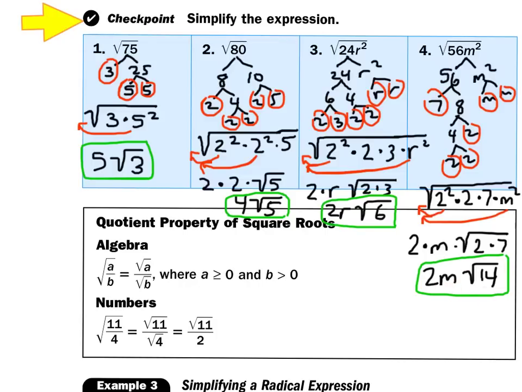Okay, and then take a look at the quotient property of square roots. So if I have the square root, and under the square root I have a fraction, a over b, here's the cool part. The square root morphs around the top, the a, and the b. So it's the same as the square root of a over the square root of b. And if I use numbers, watch what happens. So the square root of 11 over 4 becomes the square root of 11 on top over the square root of 4. And then I just simplify. The square root of 11, I can't do anything, over, but the square root of 4 becomes the whole number 2. And then I'm done.